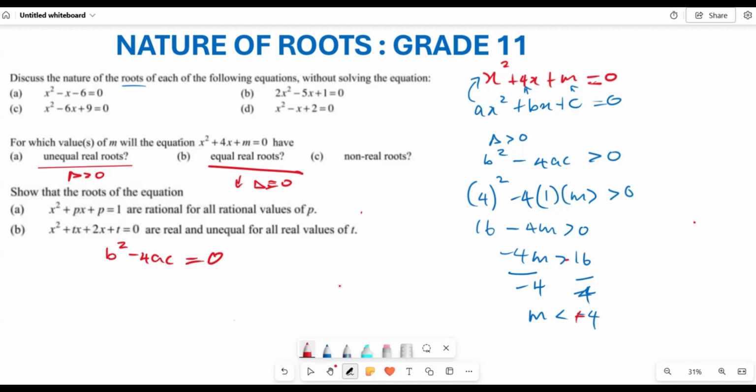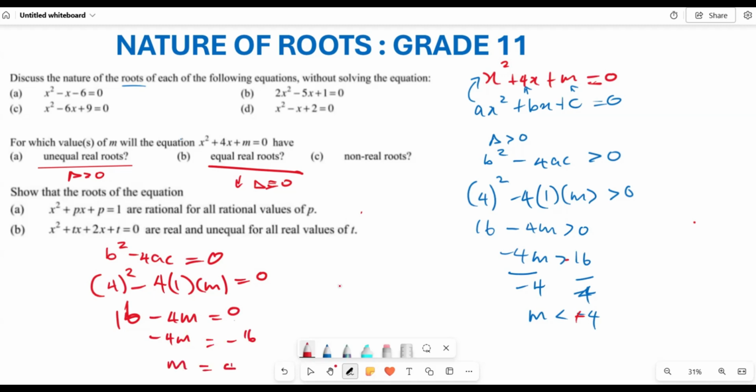Now the values of your a, b, and c haven't changed. The value of your b was 4, so this is still 4 squared. Subtract 4, your value of a is still 1, and the value of your c is still m, and this is equal to 0. Can you see that this is 16 subtract 4m equals 0? Negative 4m is equal to negative 16, which means the value of your m here is simply the same as 4.